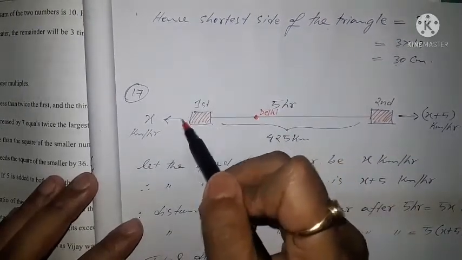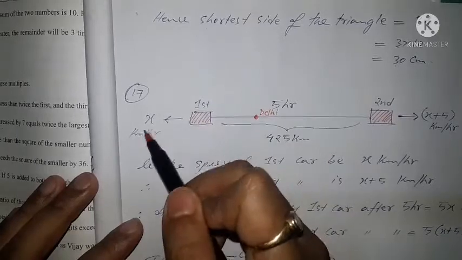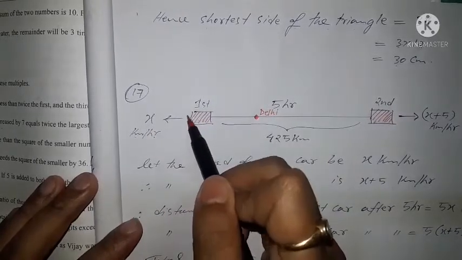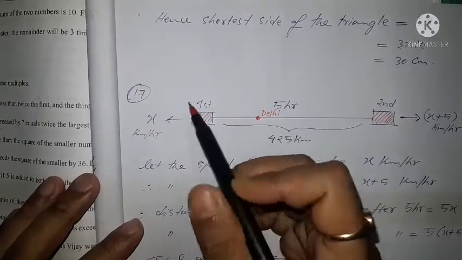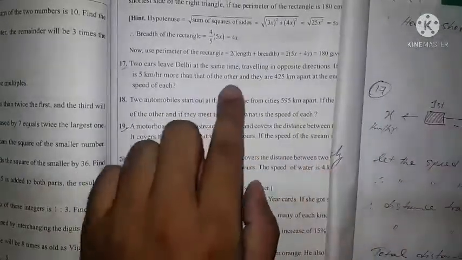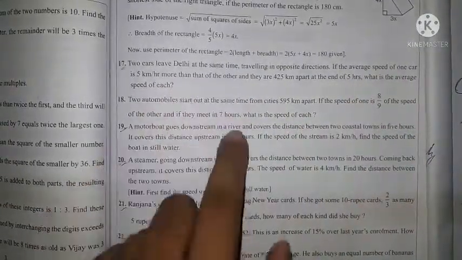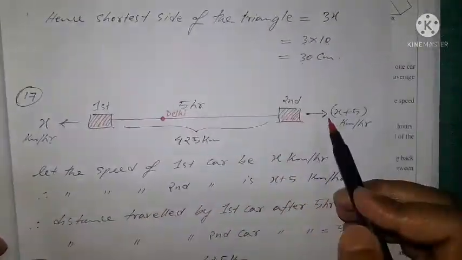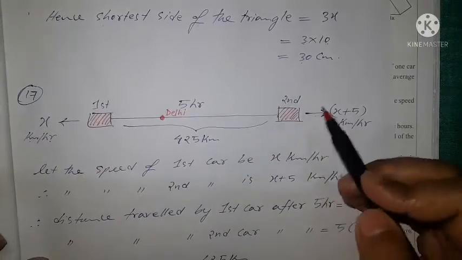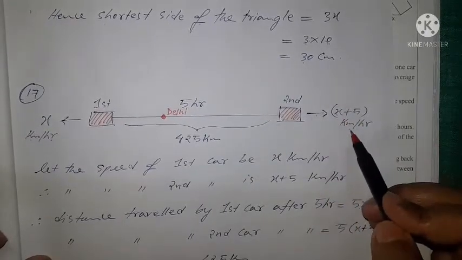So we take the speed of the first car as x kilometer per hour. If we take the speed of the first car as x kilometer per hour, it is given that the average speed of one car is 5 km more than that of the other. So therefore if one is x, the speed of the other car will be 5 km more than that, that is x plus 5 km per hour.